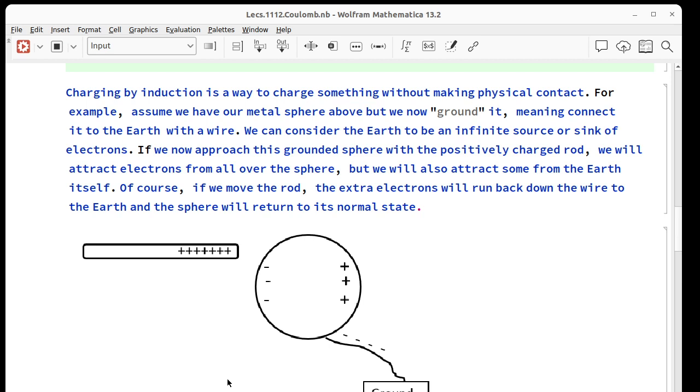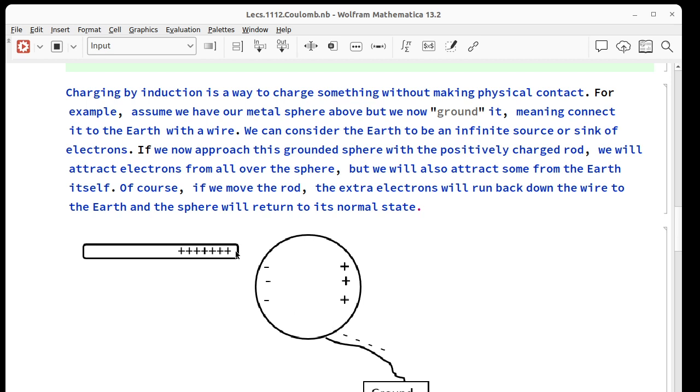So if we move this positive rod towards this grounded sphere, what we'll see is electrons will run up from the Earth to this side of the sphere to get closer to the positive charges. And we'll have positive charges left over on the other side of the sphere. Now, if we were to move the rod away, then the extra electrons would run back down the wire where they came from, and the sphere would go back to being neutral.